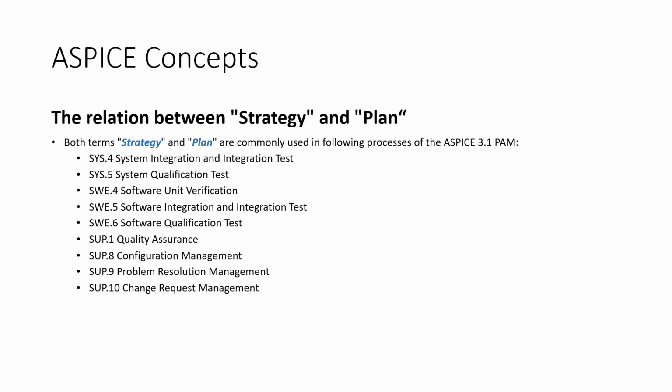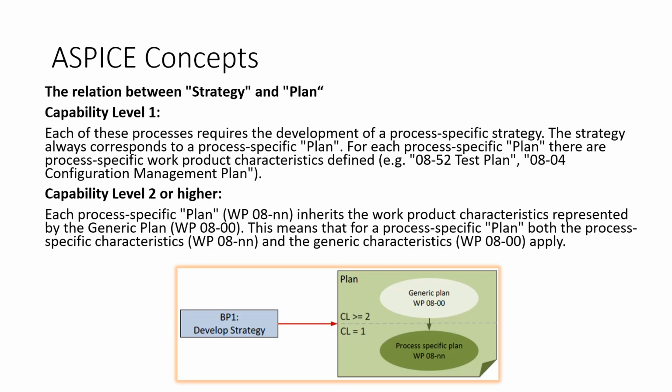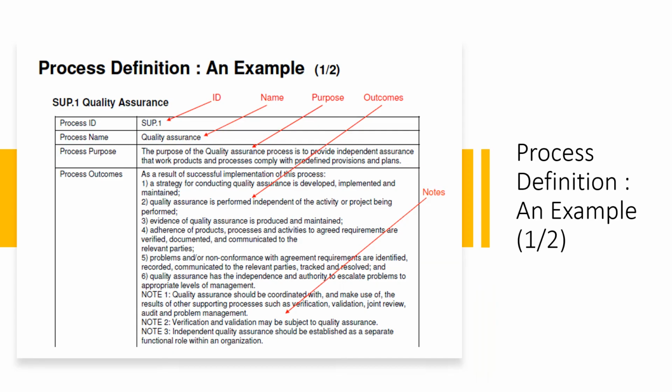Now the relationship between strategy and plan. I can move on to the next slide so that you get the understanding of these two things. Strategy is how you are going to address it, and the plan is how you are going to implement it. So the strategy is high level and the plan is low level. Capability level 1 talks about the strategy, and capability level 2 talks about the plan.